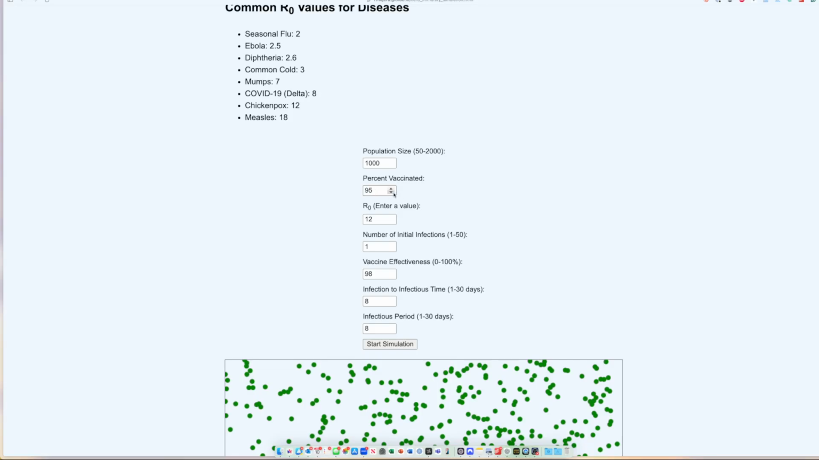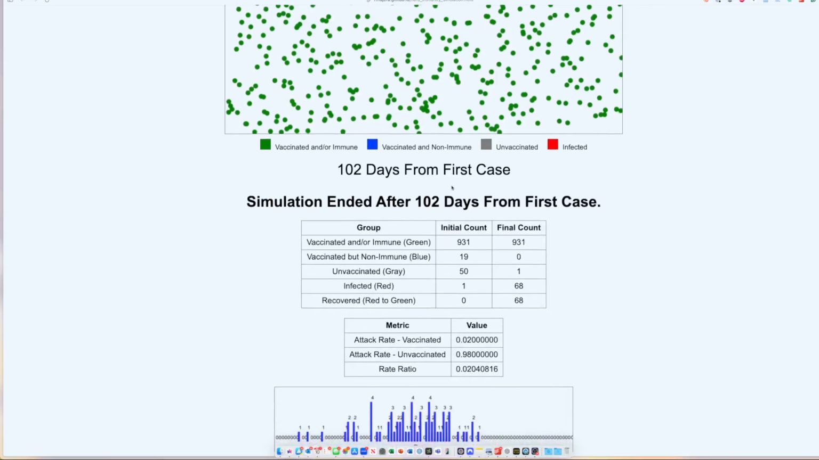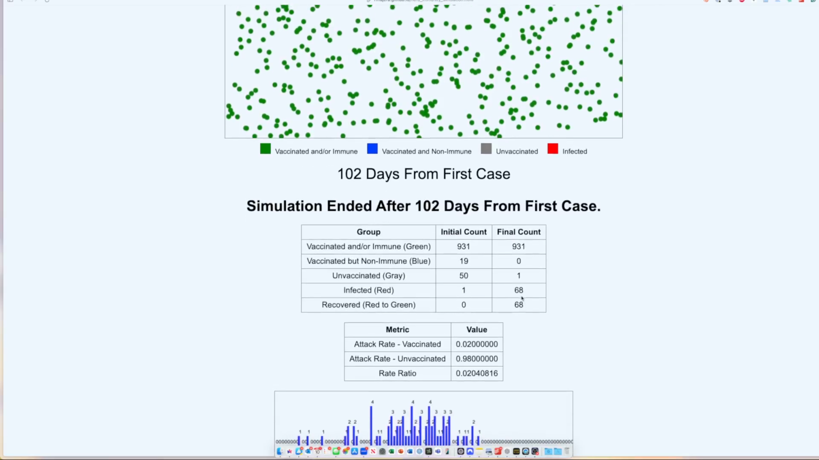So what happens when it drops to as low as 90%? We keep everything the same, and we start the simulation with 90%. So remember, after 102 days, you had almost everybody who was not immune become sick, all but one.